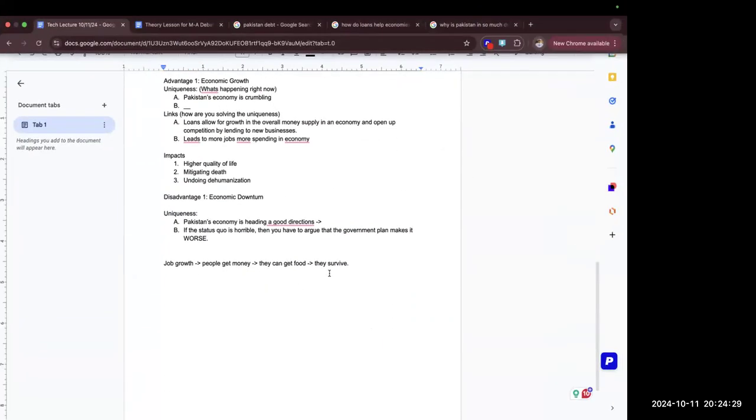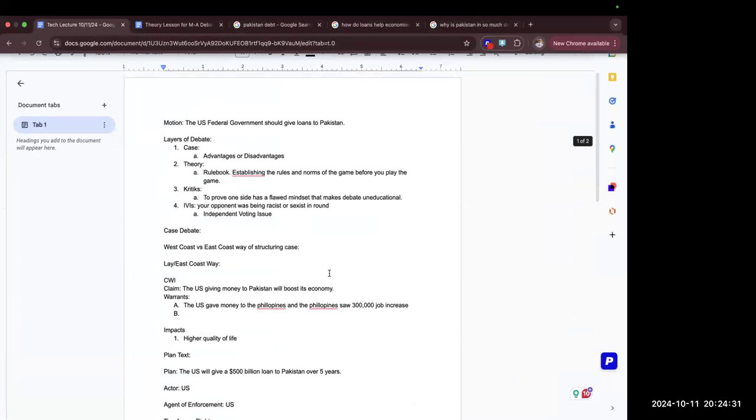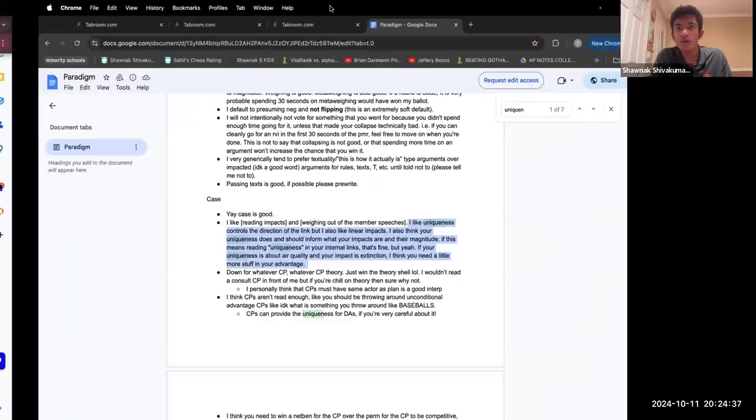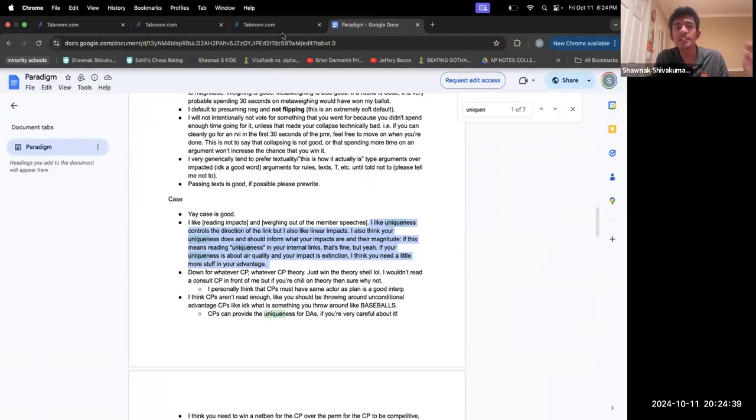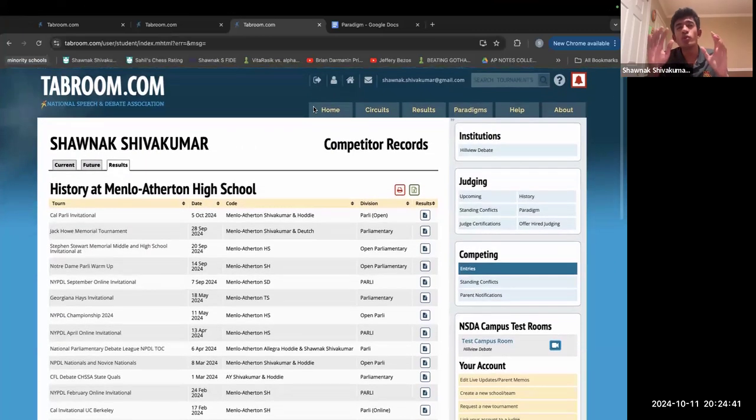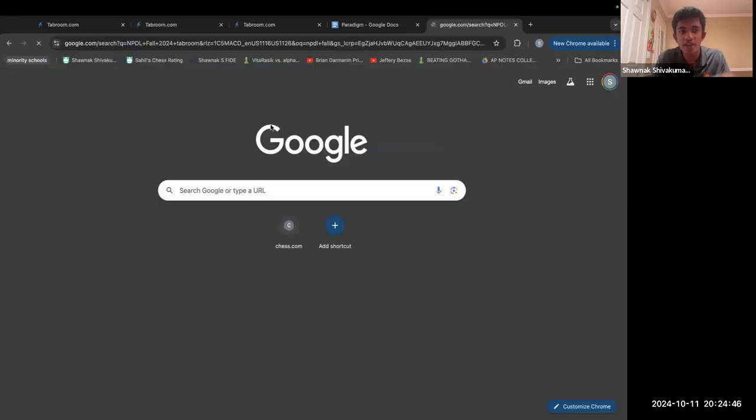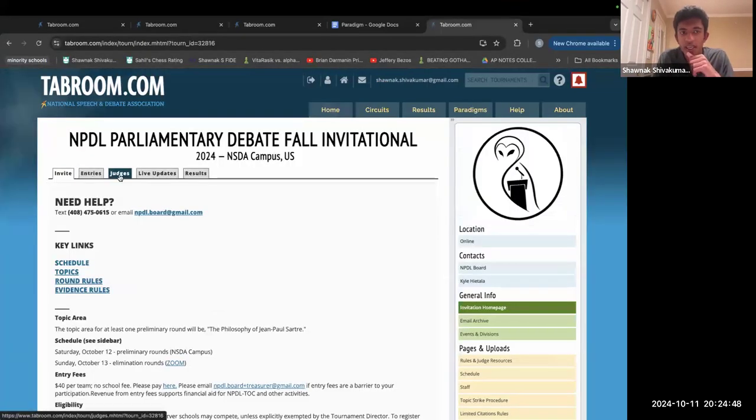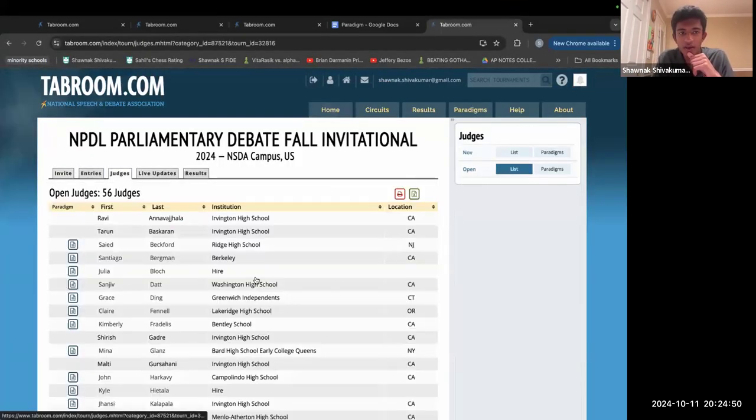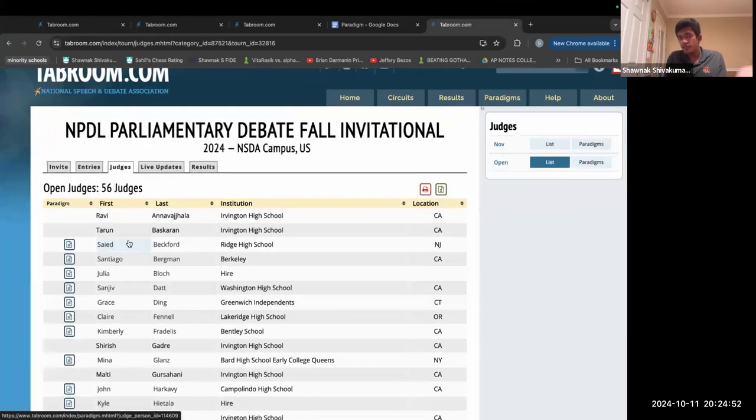Shawnak, real quick. Yeah. Based on this tournament, this is a West Coast tournament, right? So would you recommend primarily debating West Coast? Well, once again, it completely depends on the judge. It's not a West Coast tournament. It's supposed to be a national tournament, not supposed to be centered in any particular area. But once again, it's completely dependent on the judges.